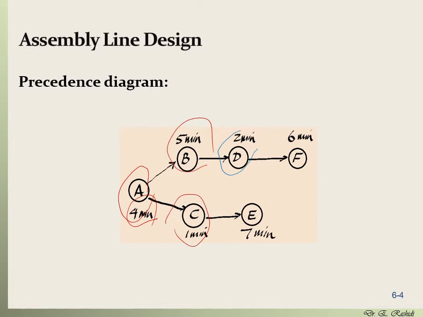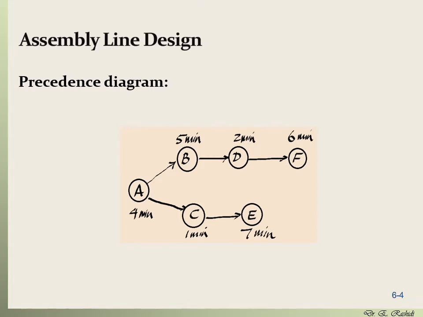Task D is right after B with a 2 minute processing time, and task F is right after task D with 6 minutes of processing time. And task E is right after task C with a 7 minute processing time. In this diagram, you see the precedence relationship between these tasks. That means that task B cannot be processed before task A or after D, F, or C or E. So this relationship must hold true. These are the constraints on balancing the line.